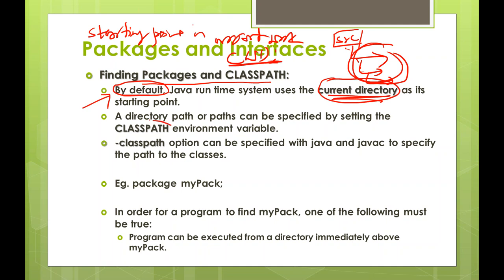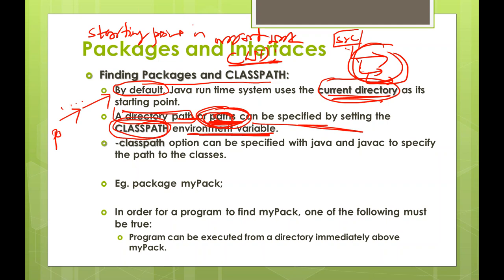Otherwise, we have seen this particular thing, right? Why do we specify the classpath environment variable? You can specify a directory path or paths. You will see what exactly this path or paths means. It can be specified by setting a classpath environment variable. We have seen it, right? We have specified an environment variable by the name classpath, and in that classpath, we have specified so many paths to particular directories.